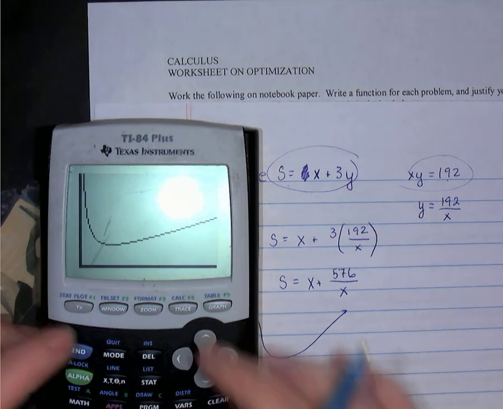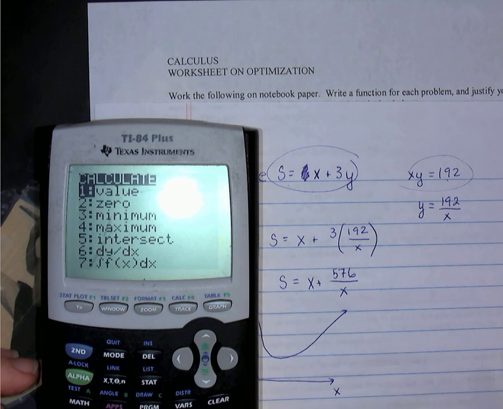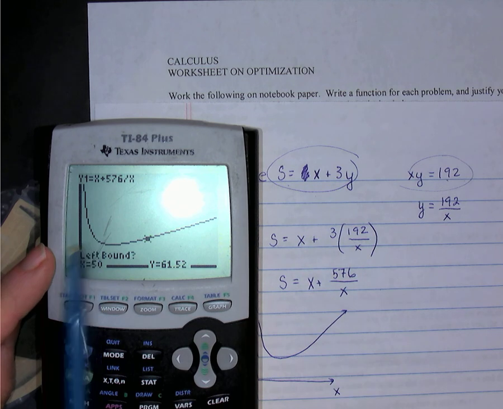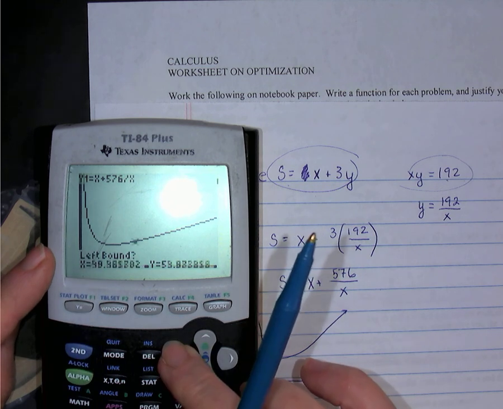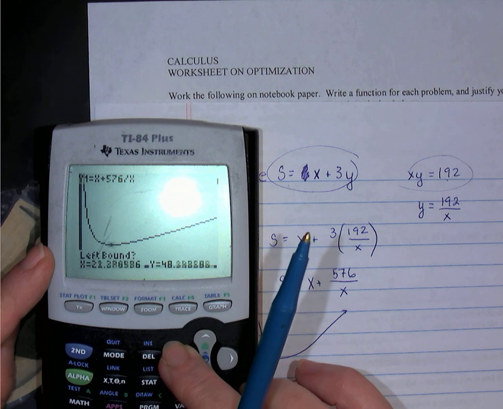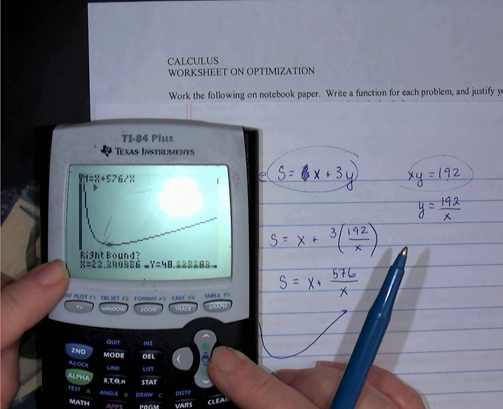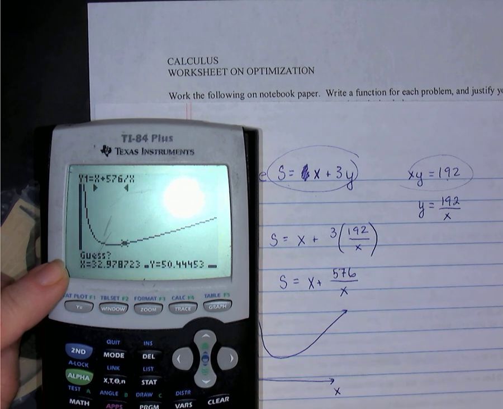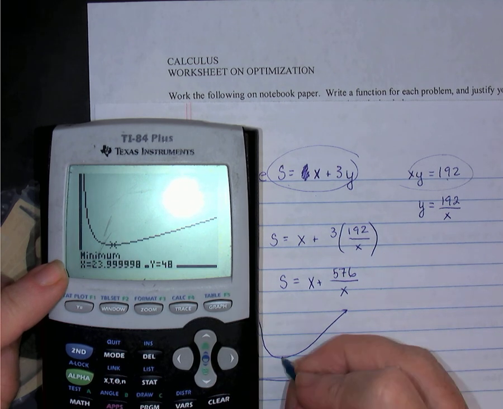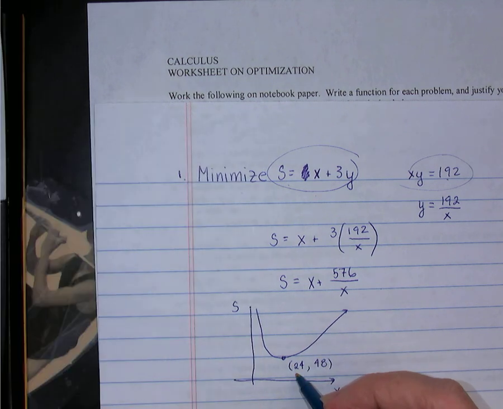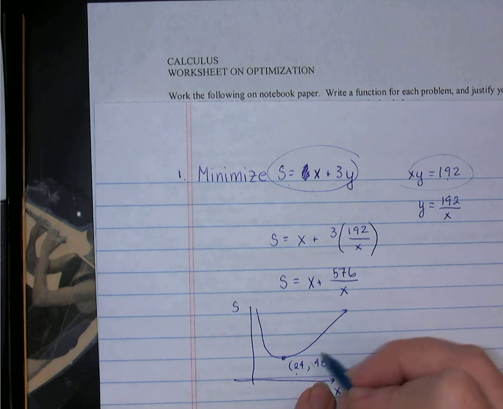So in order to find that, I do second calc, and of the choices I'm going to pick 3, minimum. For left bound, I just need to get somewhere to the left of that local minimum, relative minimum. So that's good enough. I press enter. Right bound, I just get somewhere to the right, press enter. And it turns out that this is 24 and 48. So the 24 is the x value that gives me the sum of 48.